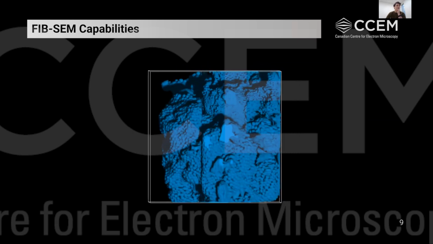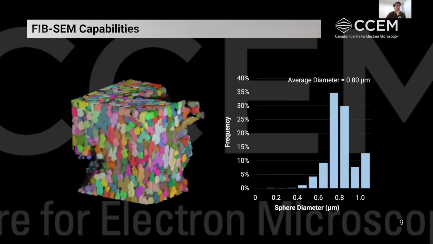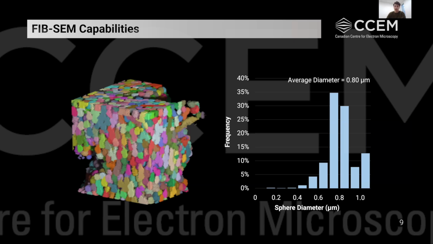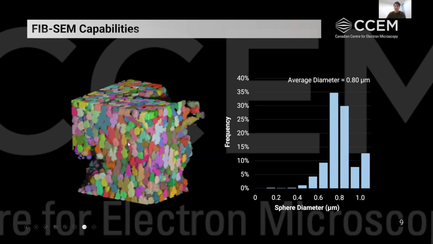As well, if we want to do quantification, we can take a sub-volume of this 3D volume. We can segment out each of these little particles individually, and we can get maps of their porosity fraction. We can get maps of the size of the particles. So in this case, each of these little spheres has an average diameter of about 800 nanometers.